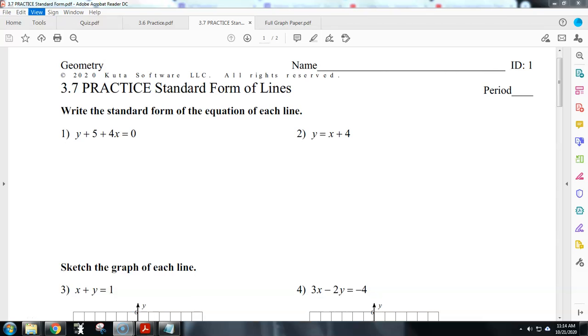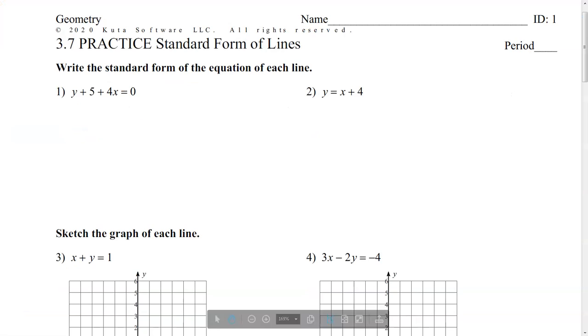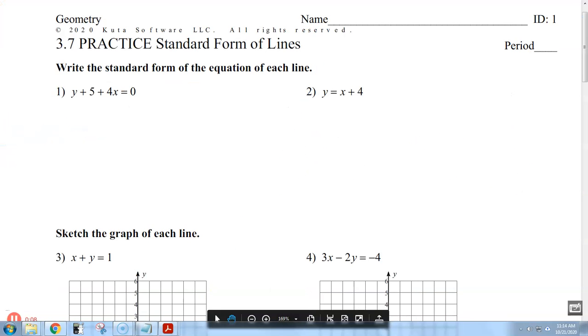All right, 3.7, practice standard forms of lines. Let's get after this. So the big thing before we even jump into this is you need to make sure that you have x and y on the same side, either plus or minus, and you want your numbers over here. And then the coefficients, or the numbers in front of x and y, they need to be whole numbers.